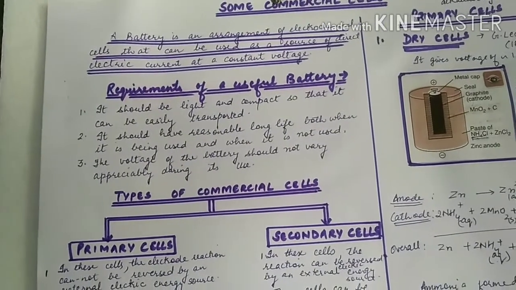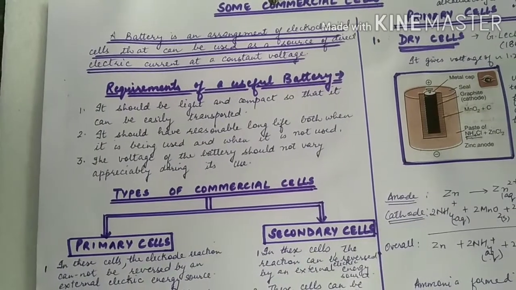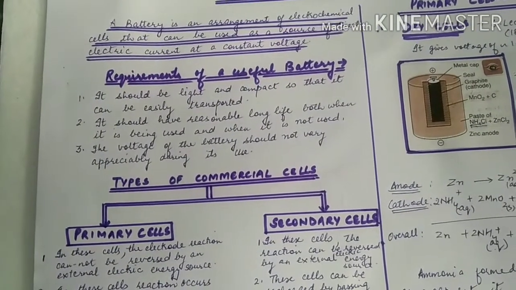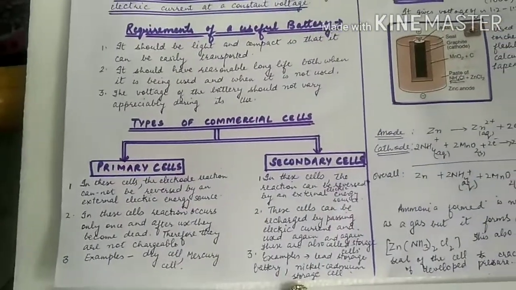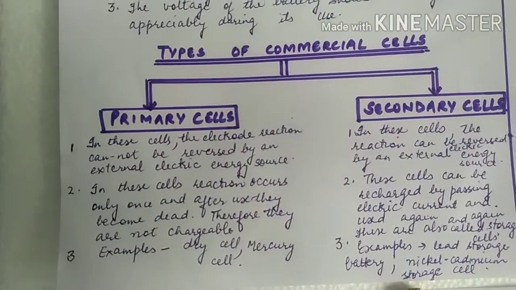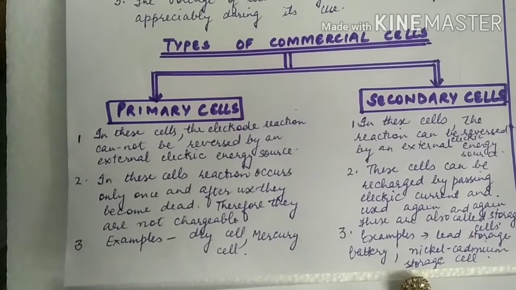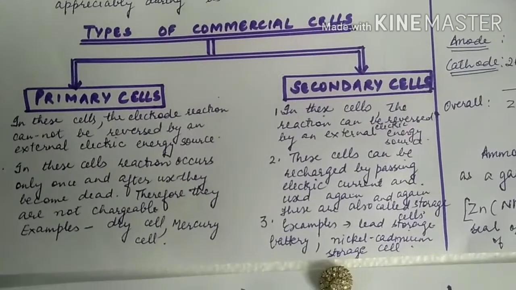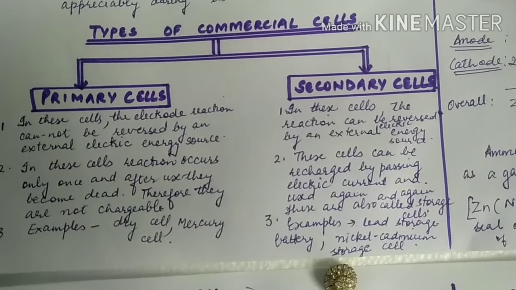There are mainly two types of commercial cells: primary batteries or cells or dry cell, and secondary batteries. In primary cells, the electrode reaction cannot be reversed by an external electric energy source. In secondary cells, the reaction can be reversed by an external electric energy source.